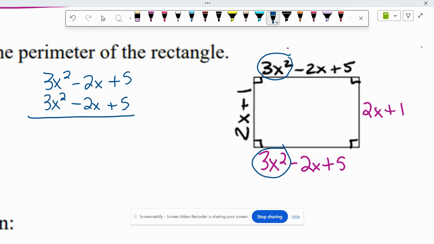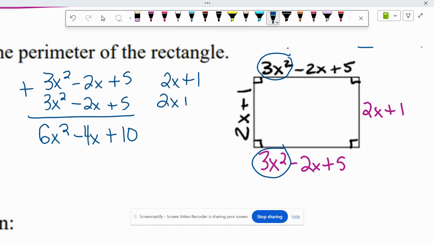Okay, so let's add these two together. This is the top and the bottom. 3x squared plus 3x squared is 6x squared. Negative 2x and negative 2x is negative 4x. Good job. Positive 5 and positive 5 is 10. Now I'm going to do the left side and the right side. So I have 2x plus 1 added to 2x plus 1. So 2x plus 2x is, and 1 plus 1 is.